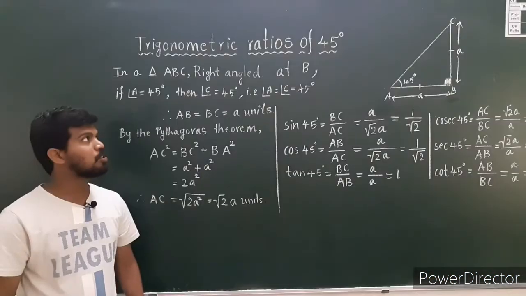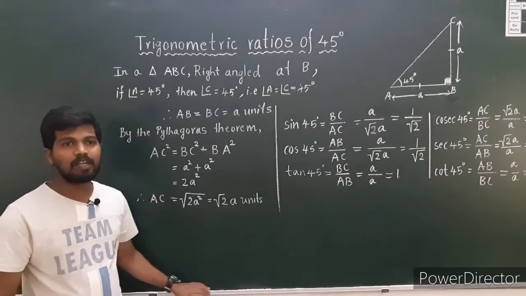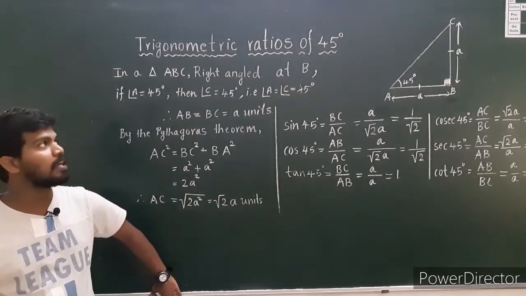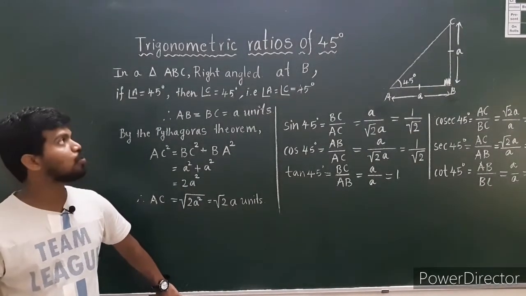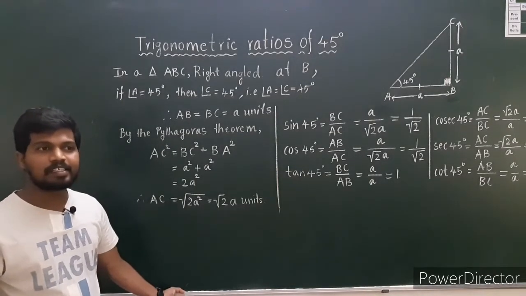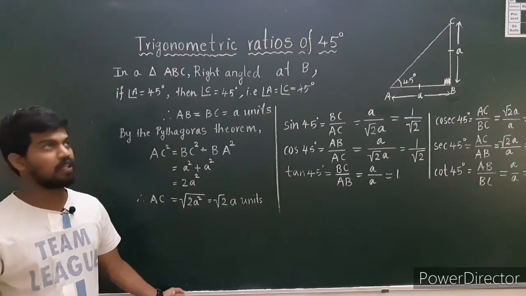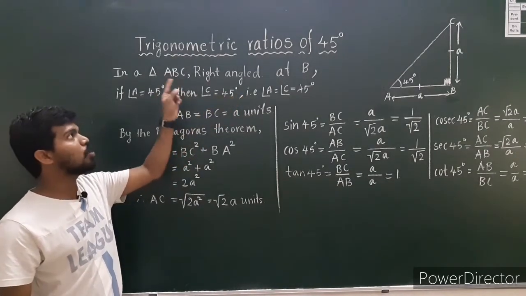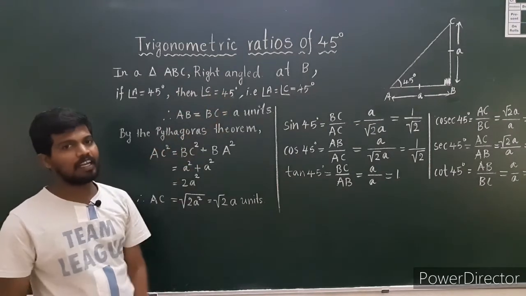So in the last class, we discussed trigonometric ratios and the trigonometric ratios of complementary angles. Now you have to go through the particular angles like 45 degree, 30 degree, 60 degree, 90 degree, 0 degree. So now you go through the first one, 45 degree. So the trigonometric ratios of 45 degree.